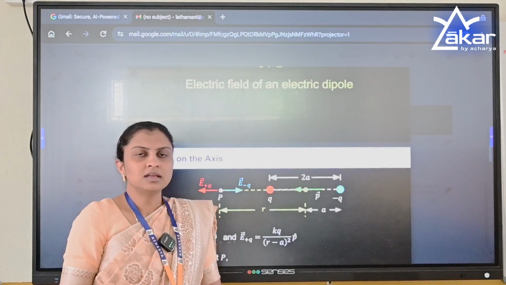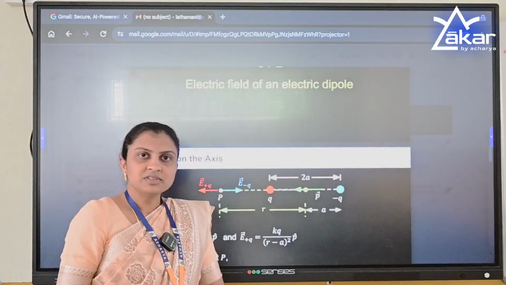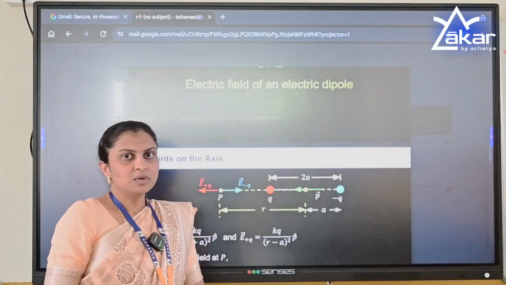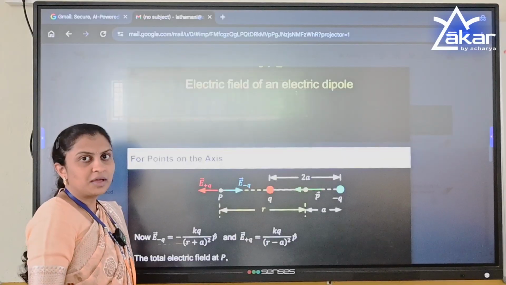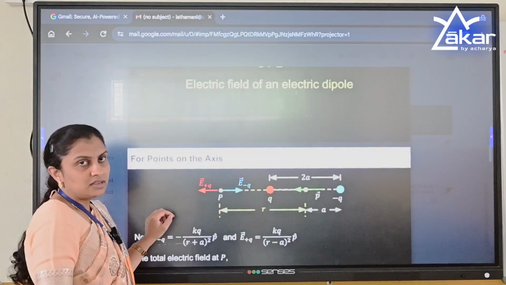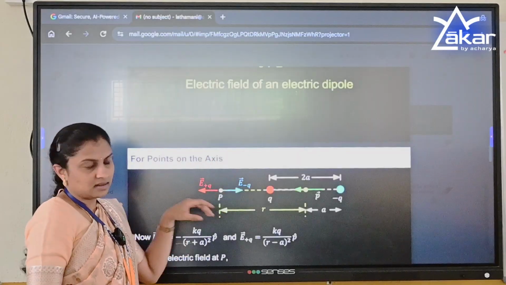Hello everyone. In the last class we studied the electric dipole. So today in this class we will study electric dipole derivations. The electric field of an electric dipole. Our first derivation is the electric field of an electric dipole for points on the axial line.